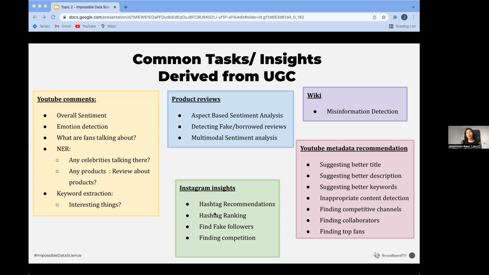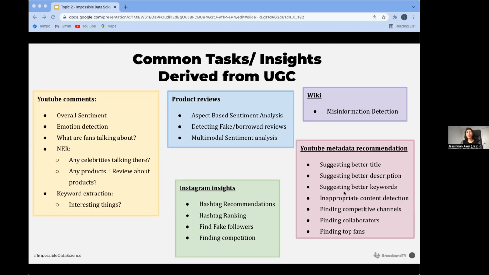So for Instagram, it could be like hashtag recommendation, hashtag rankings, finding fake followers, finding some competition for you, like who are the people I'm competing against. On platforms, maybe like a Wikipedia, you want to find misinformation because there is misinformation on Wikipedia and we really trust that. So we want to make sure that people can have that trust that has been established over so many years.